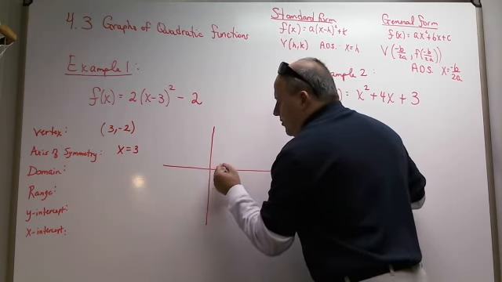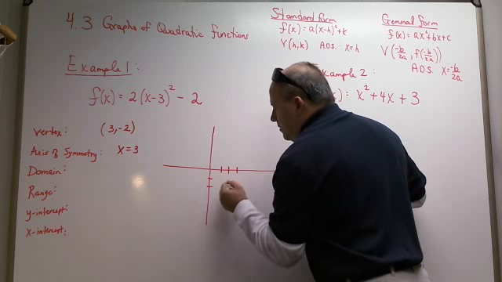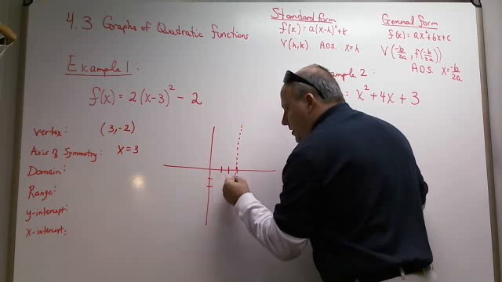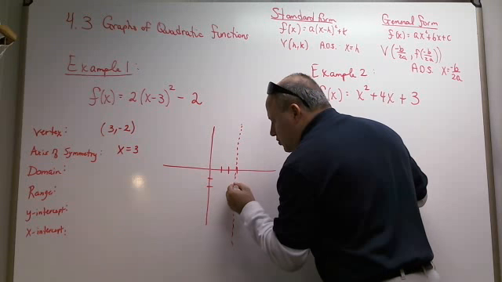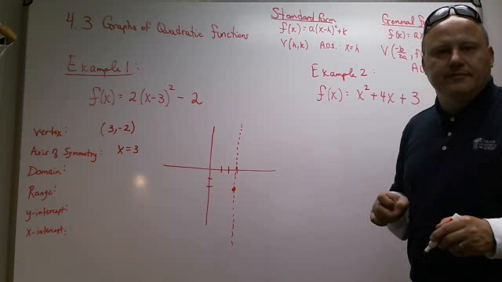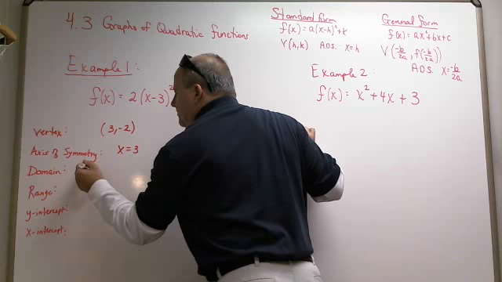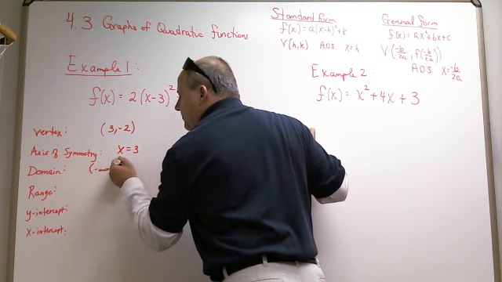So the vertex is at 3, down 2, right there. And there's an axis of symmetry right through the middle. Now this is not part of the graph, it's just a tool to help us to graph it. Now the domain is all real numbers. So it's negative infinity to infinity.